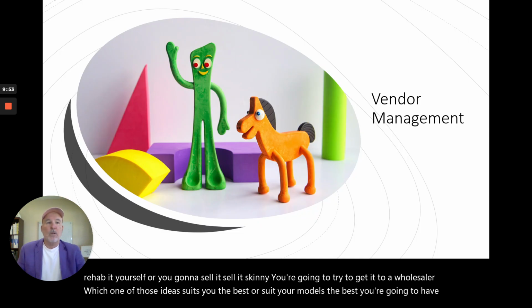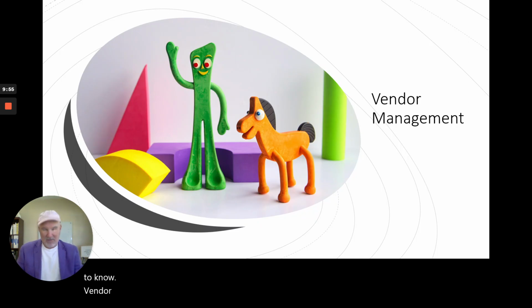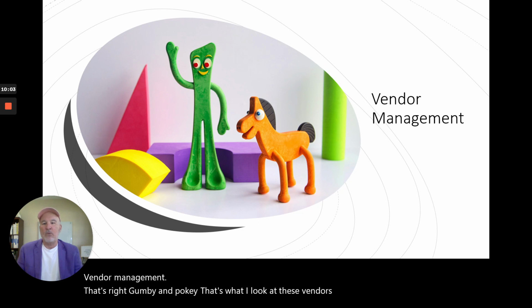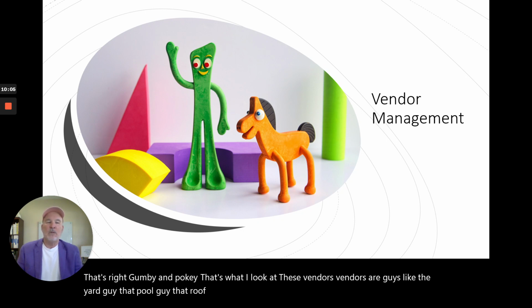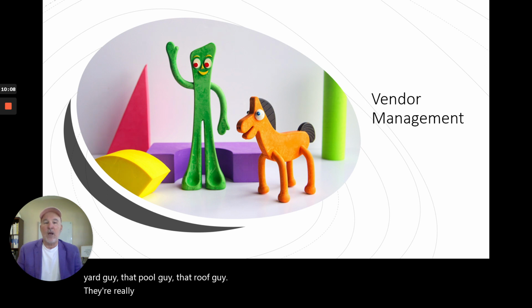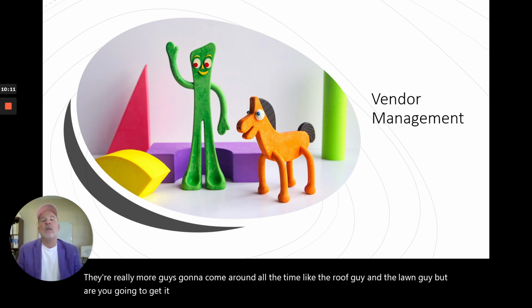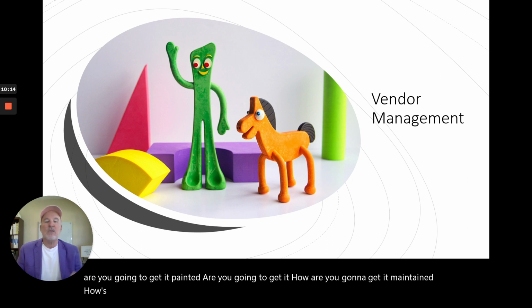Vendor management. That's right. Gumby and Pokey. That's what I look at, these vendors. Vendors are guys like the yard guy, the pool guy, the roof guy. There are really more guys that are going to come around all the time, like the roof guy and the lawn guy. But are you going to get it painted? How are you going to get it maintained? How's it going to be secured? These are guys that you have to know what you're going to do before you get there.